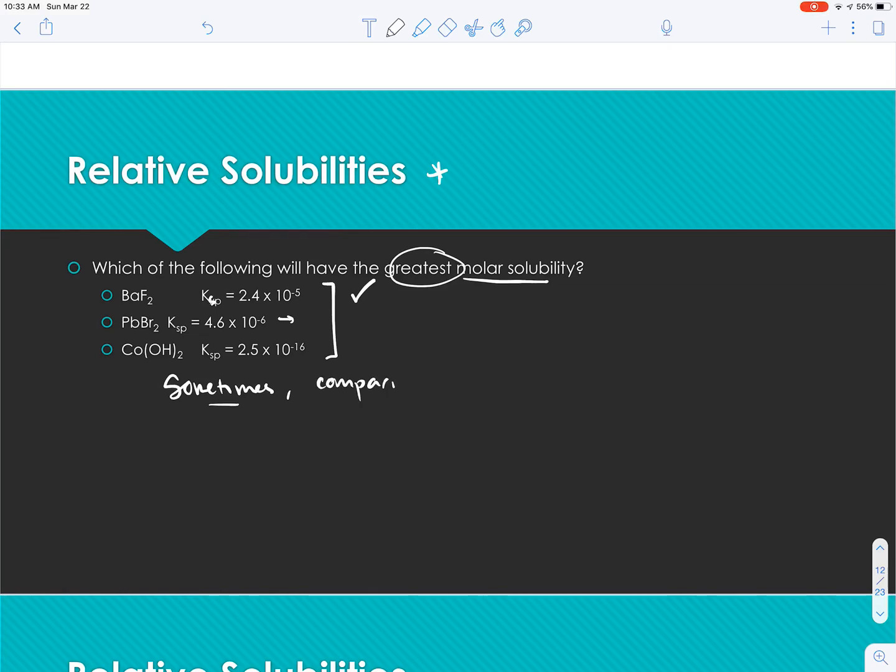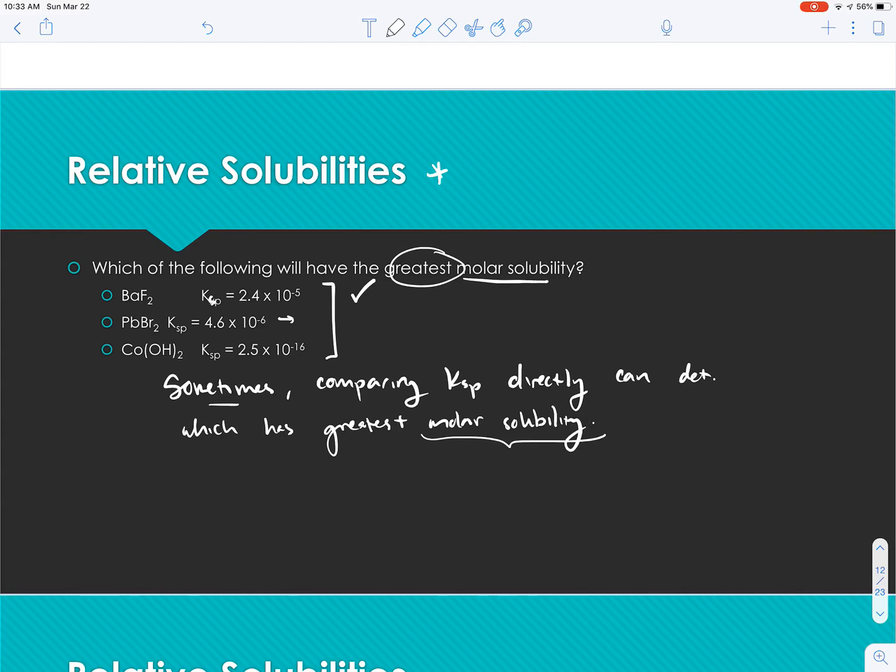So in summary, sometimes, and we'll explain what the sometimes means later, comparing KSP directly can determine which has the greatest or the least molar solubility. I do want to remind you that when we're talking about molar solubility, mathematically that is the X that we've been calculating in previous problems. The textbook calls it S, but it's the same.